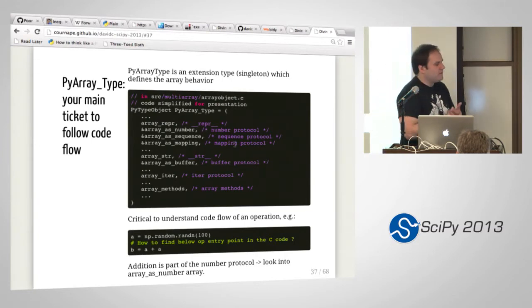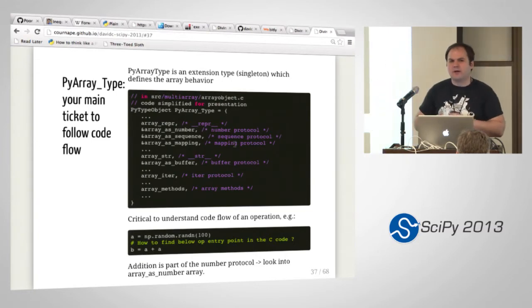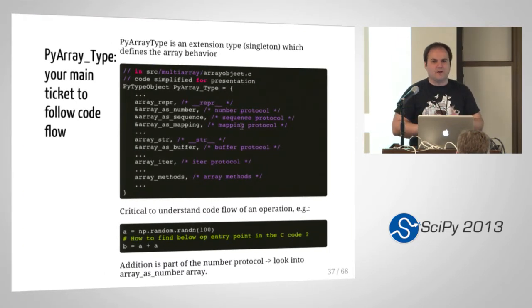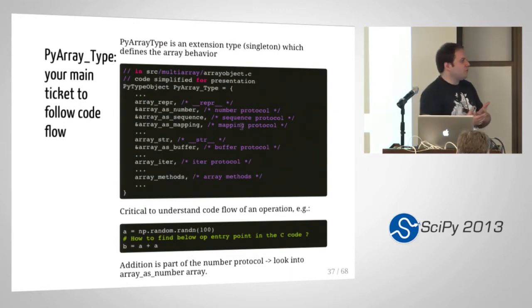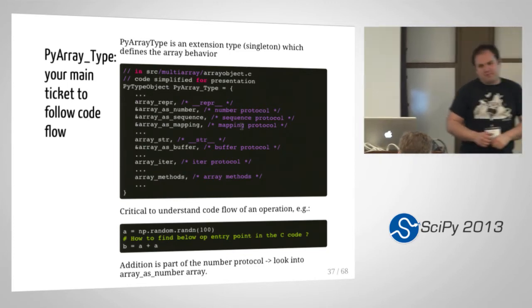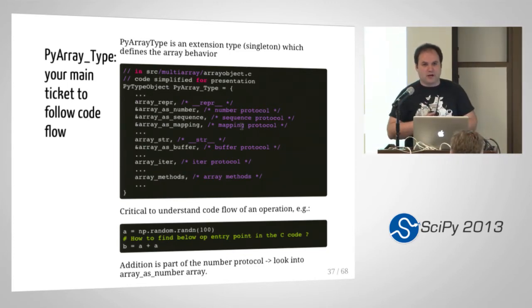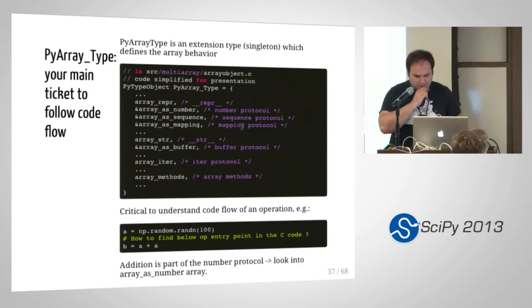So just to go back a bit, really the main point here is understanding how you get from Python to the C layer. That's really one of the main difficulties when you try to understand NumPy. And one of the main entry points is this PyArray type data structure. That's what defines most of the functions that are called between Python and C.